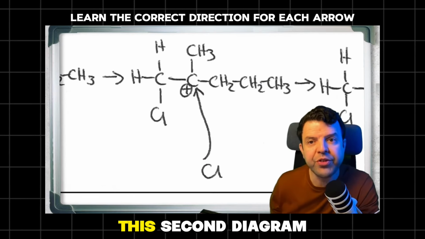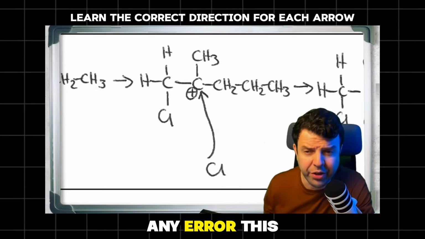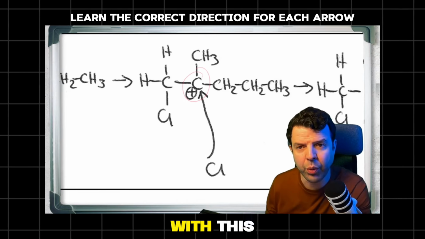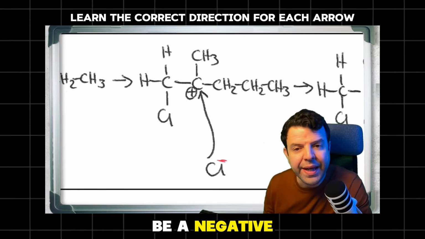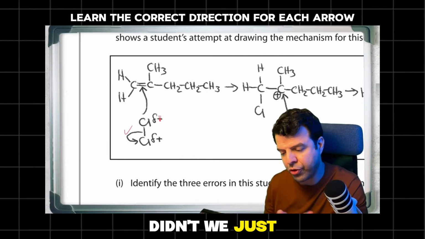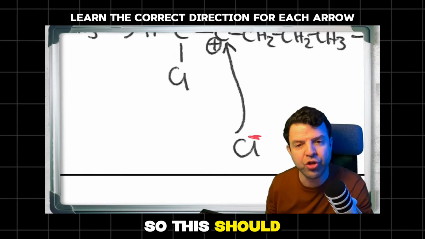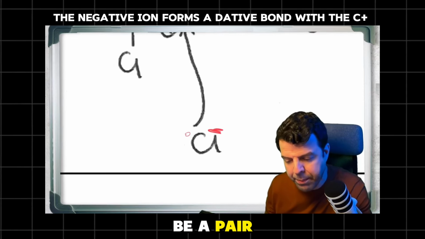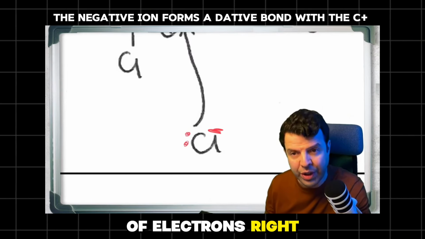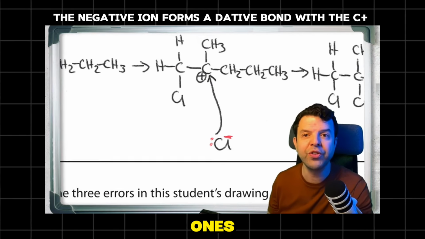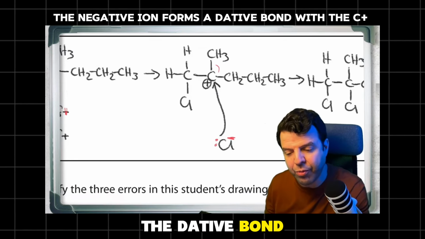What's wrong with this second diagram here? Do you see any error? This is fine here. There's nothing wrong with this. But this should be a negative ion. Didn't we just break this bond and this takes away the electrons? So this should be negative and there should be a pair of electrons right here. Those are the ones that will make the dative bond with this carbon.